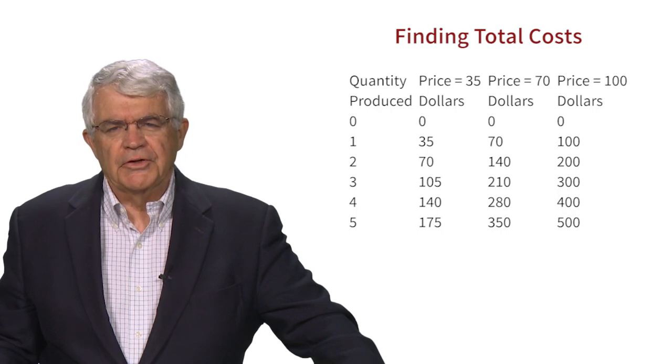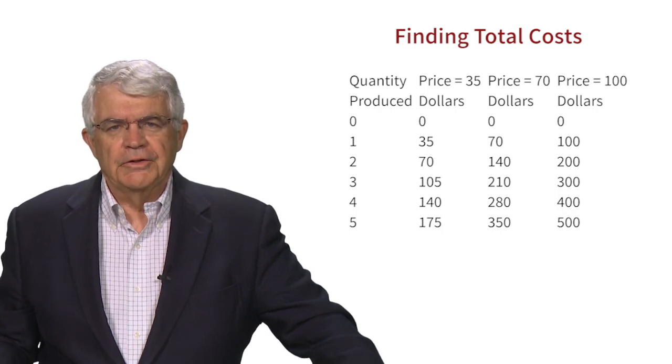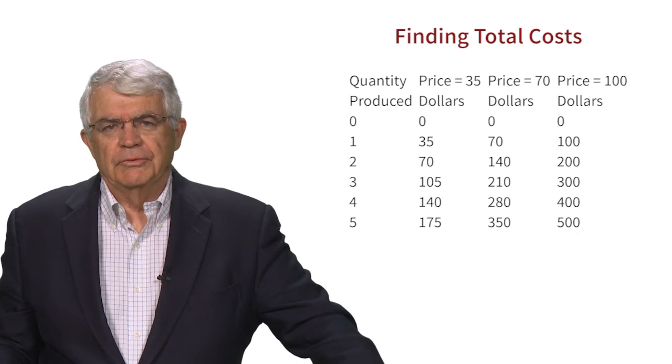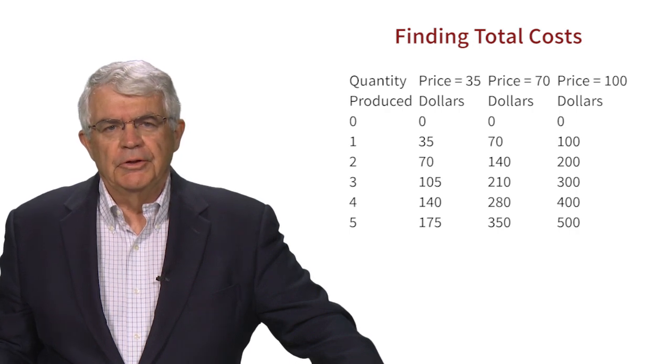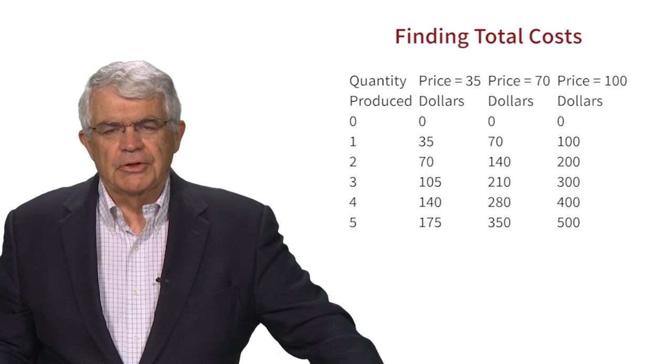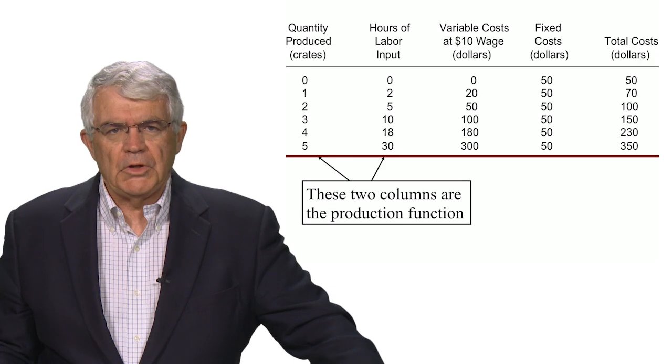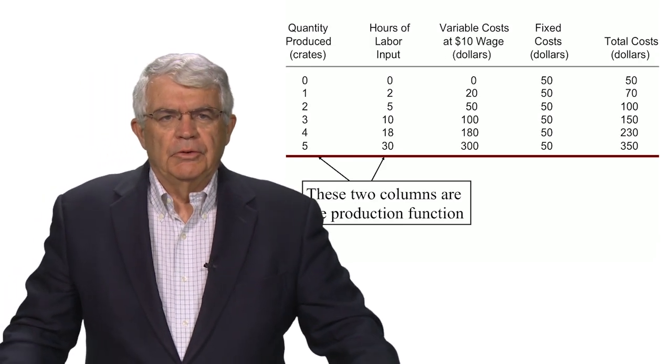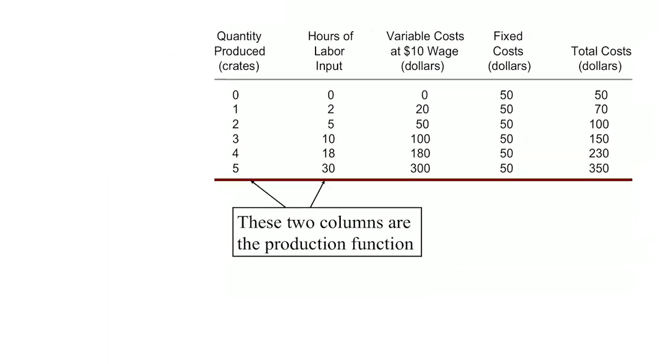Remember, the production function is a technical term. All it does is tell you how many pumpkins, and more generally, how much output you get from a certain amount of labor. It relates the firm's output, in our case pumpkins, to the firm's inputs, in this case the labor. Here's an example. Focus first on the first 2 columns.